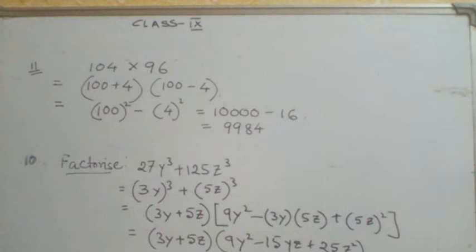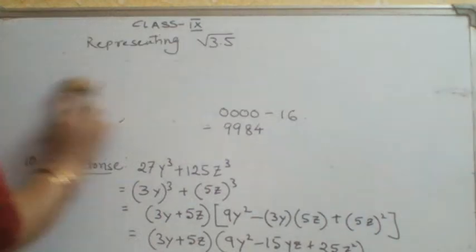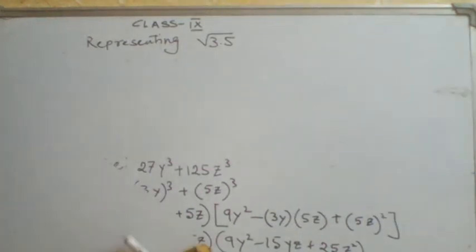Representing under root 3.5 on number line. Representing under root 3.5 on number line. With this, we will come to the end of today's class. Representing under root 3.5, what do you do?